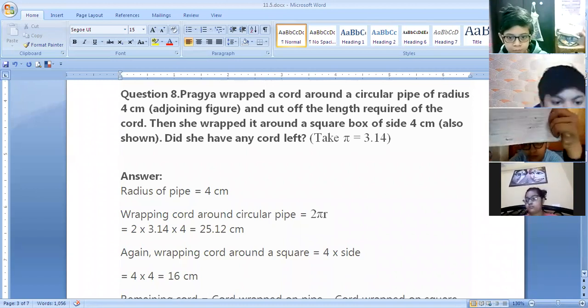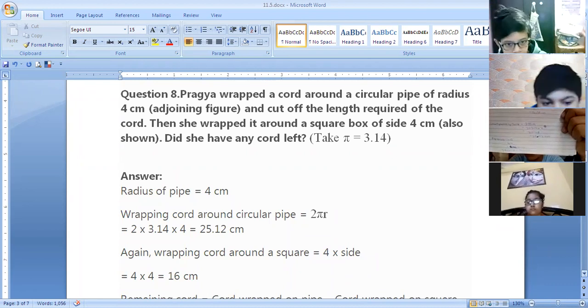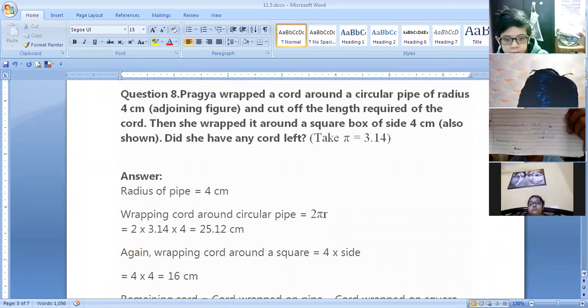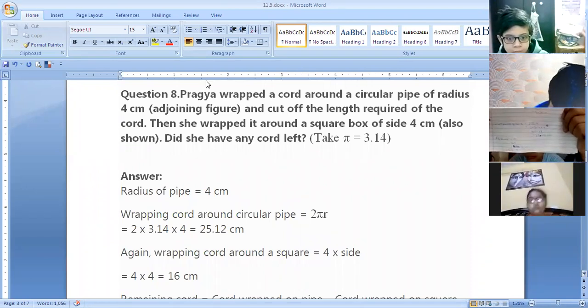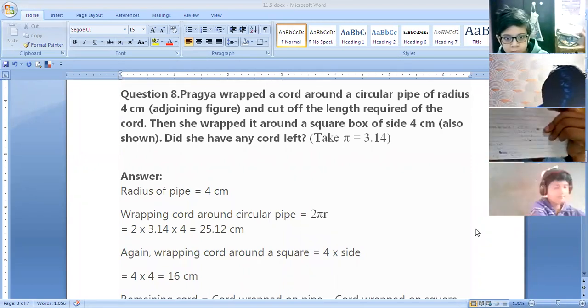Now we have to find out the remaining cord. That means we are going to subtract it. 25.12 subtracted with 16. How much you are getting? Once, just a second. Tell me how much we will be getting after subtracting it.